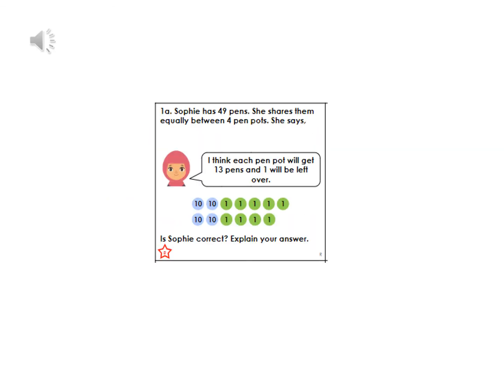Here is your mathematical reasoning question for today. It says, Sophie has 49 pens. She shares them equally between 4 pen pots. Sophie says, I think each pen pot will get 13 pens and one will be left over. Is Sophie correct? Write down your workings out and explain in one sentence whether or not she is right or wrong and why.